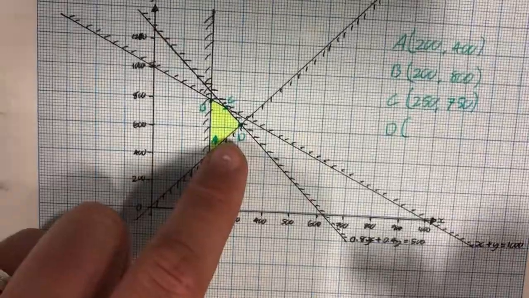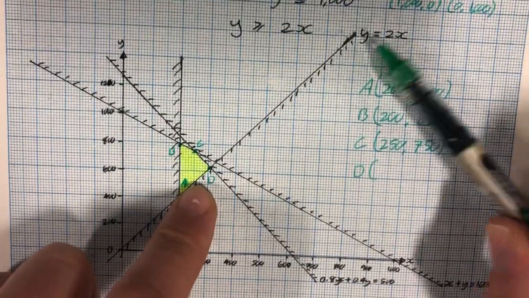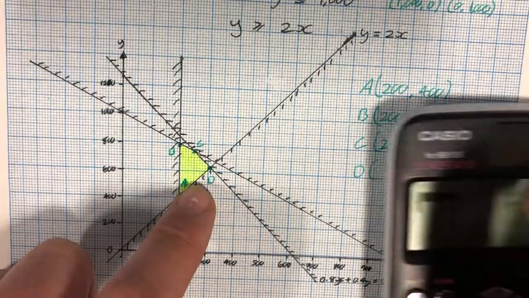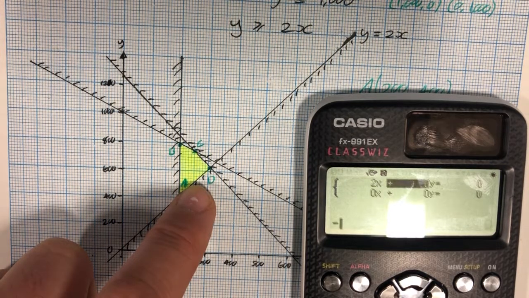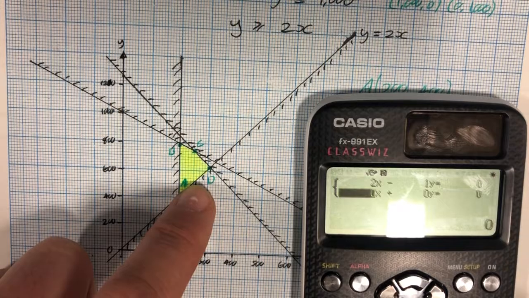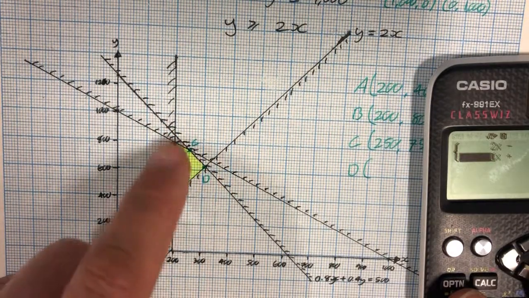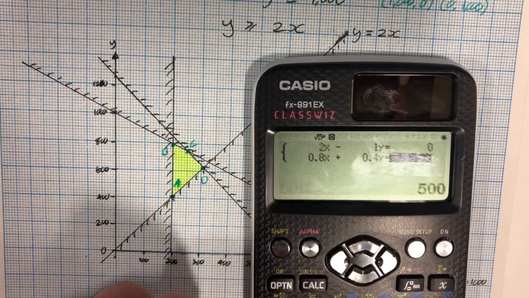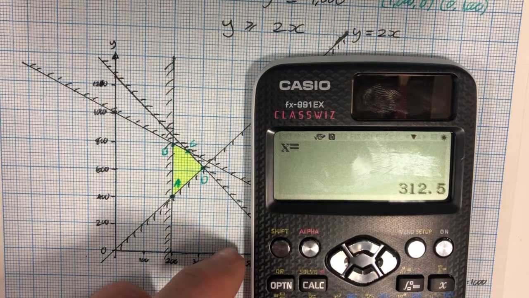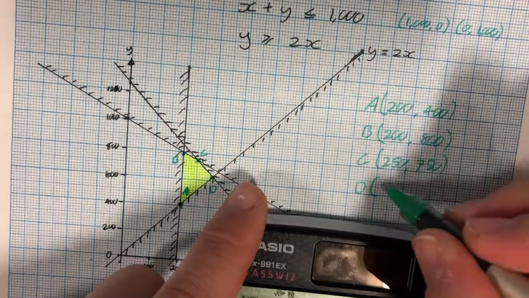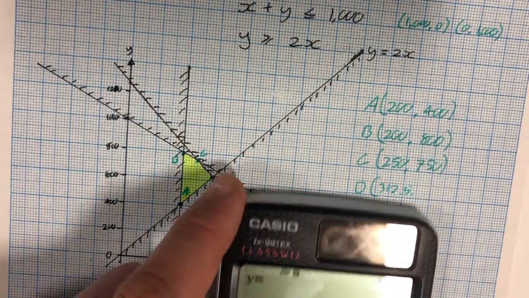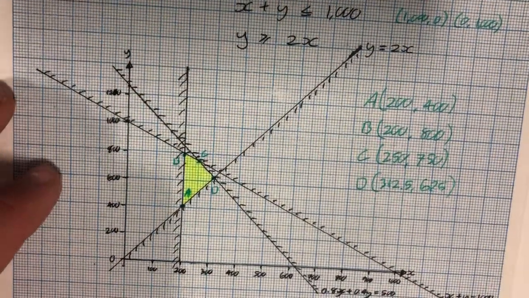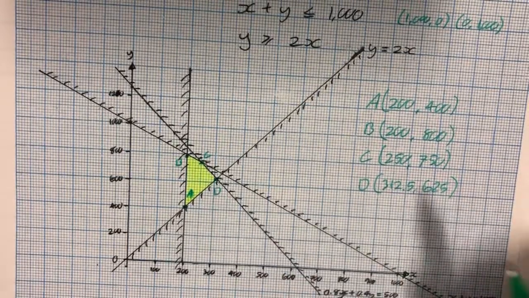D is the intersection of this line and this line. So you've got y equals 2x. So again, I'm going to be lazy and use my equation solver. So I'm going to get 2x minus y is 0. So that's y equals 2x. And it was this line here, so 0.8x plus 0.4y equals 500. And that gives me that x is 312.5 and y is 625, which looks about right on my graph.